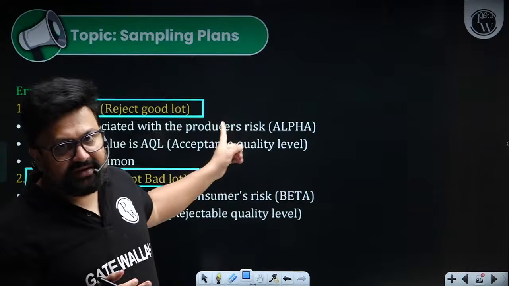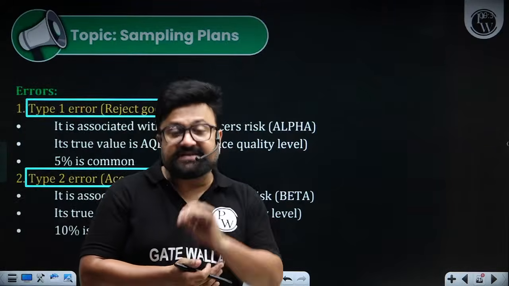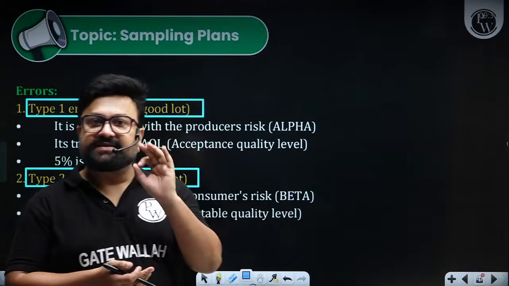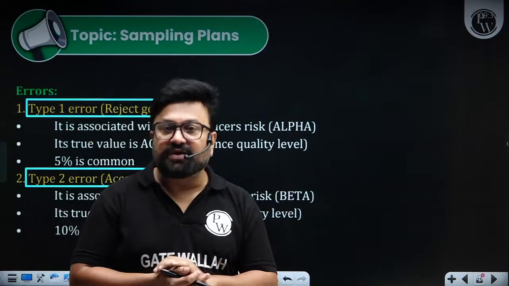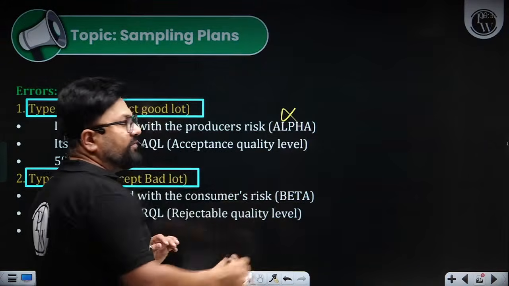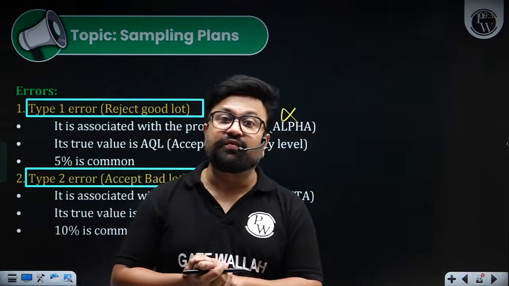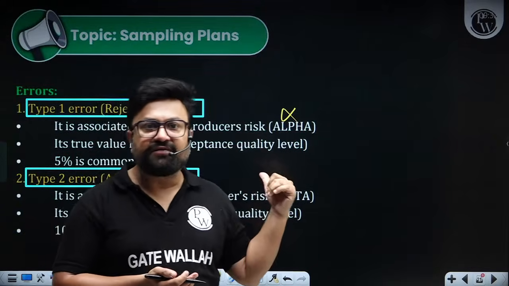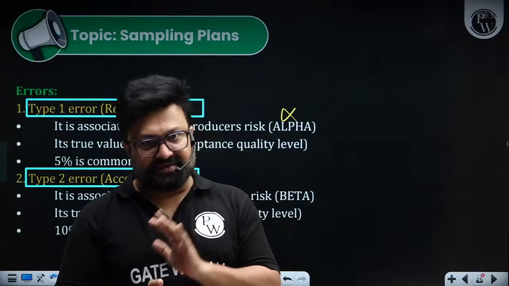Now let's talk about the type 1 error. It is associated with the producer risk, which is represented by alpha. Its true value is AQL, that is acceptance quality level. I will show you in the graph. Its common value is 5%.